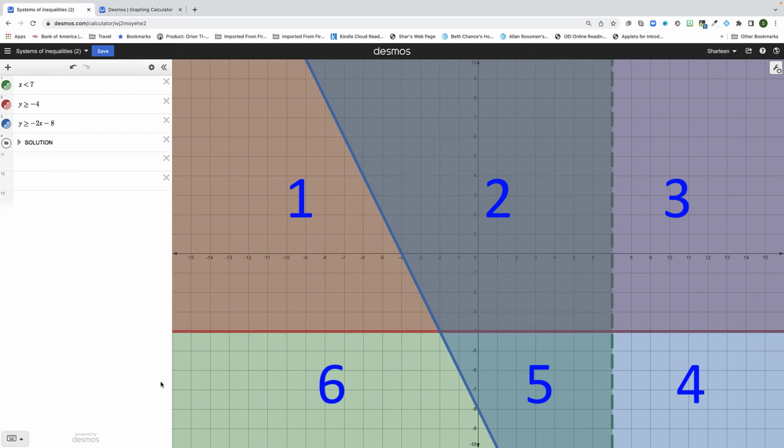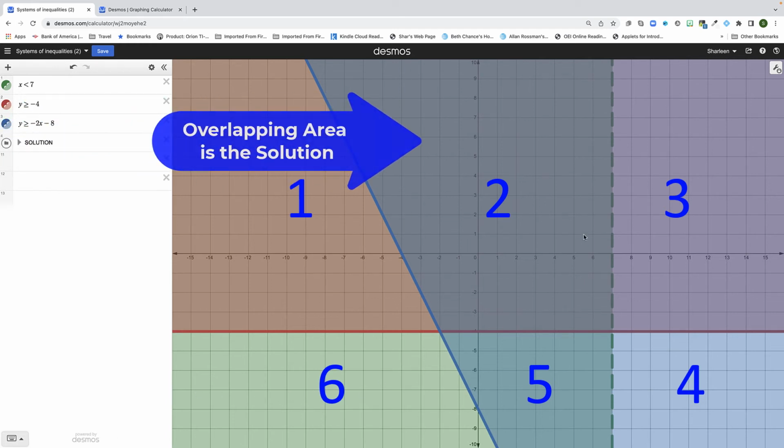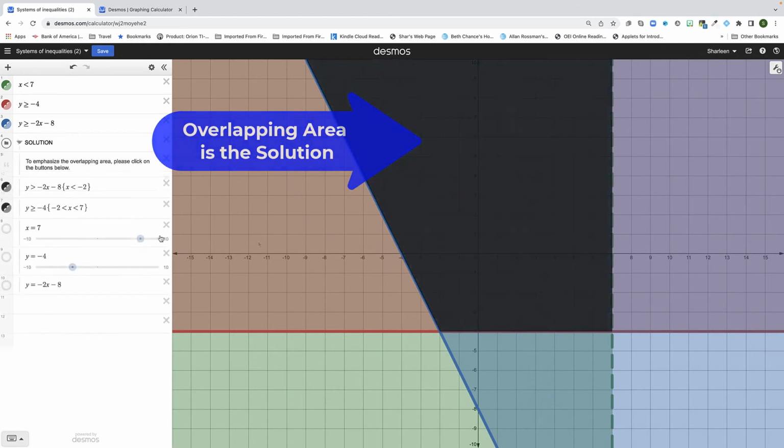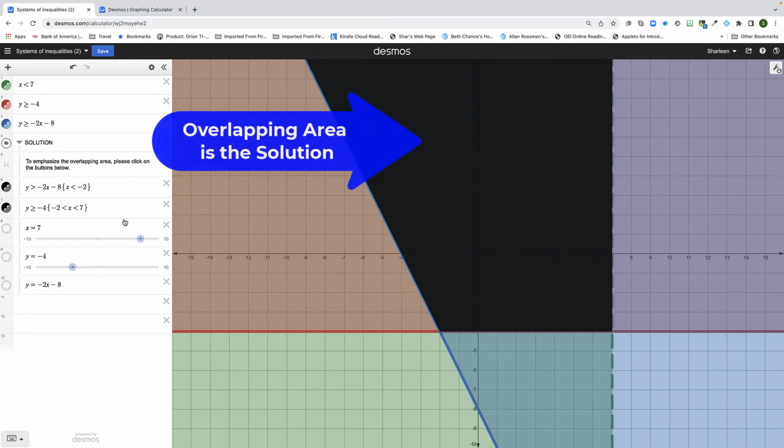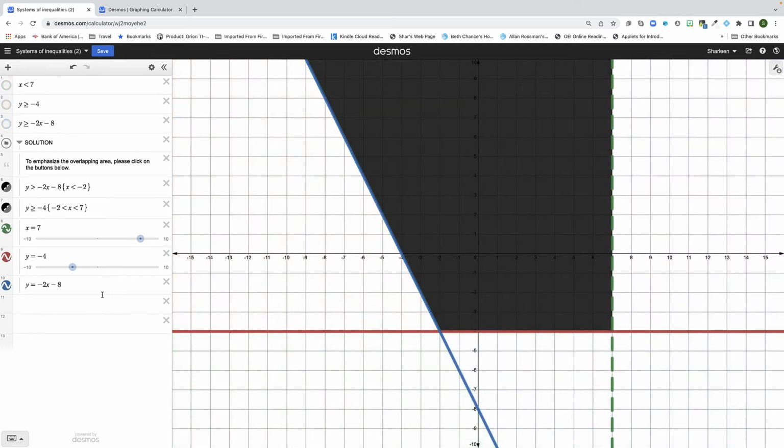Where all three areas overlap is the second region, this upper area above the red line, to the left of the green line, and to the right of the blue line. Once again, let me just darken that area to really emphasize where the solution is. The solution is only this one area. So normally when we draw the solution, we only include the lines, whether or not they're solid or dashed, and then the one shading area.